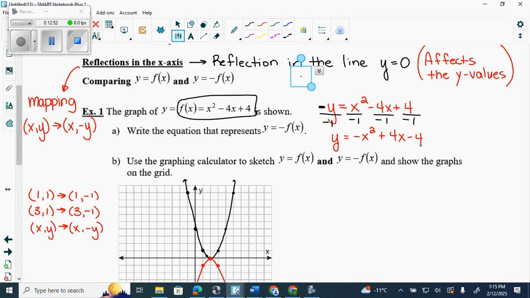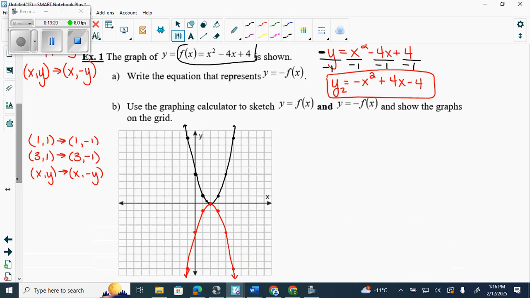Now think about that. That makes sense, because if I had to move the y over to make it positive, I would move every single one of these terms to the other side, and it would just change their sign, right? Which is essentially what we did when we divided by negative 1. Now type this into your y2. Hopefully we're getting the red graph. Hopefully we're getting the reflective one.